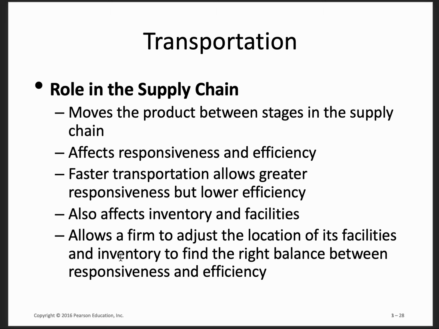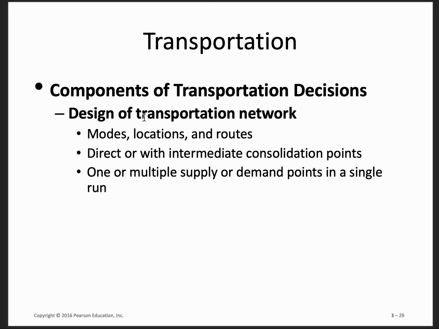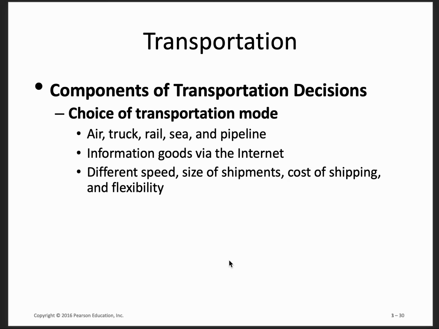Now, transportation again, you move products between different stages. It affects the responsiveness and efficiency. So as you know, that's part of the spectrum that we're talking about. Components of transportation decisions includes designing. So what kind of transportation are you going to use? Where are the locations going to be? What kind of routes do you use? And so on. So there are many decisions that need to be made. We'll talk about a few of these in a couple of weeks, right?